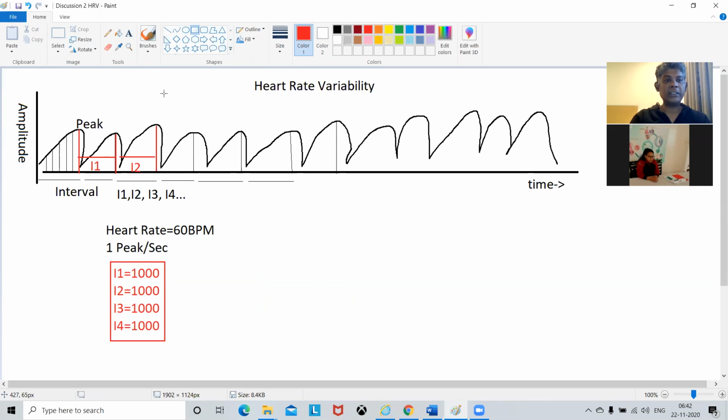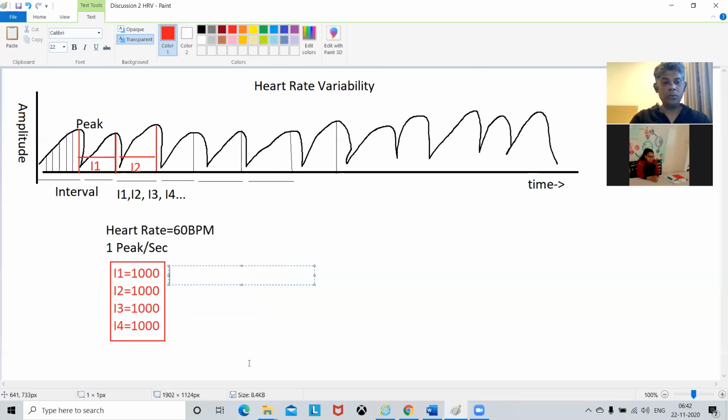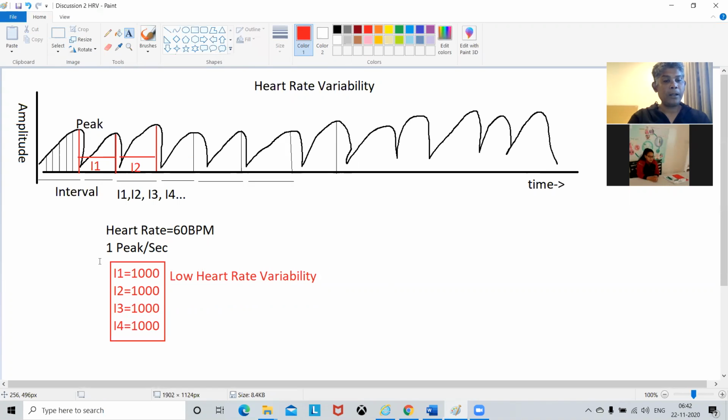We call this condition low heart rate variability, because heart rate is not changing consistently. After every 1000 milliseconds, one peak is appearing. So there is no variability in the heart rate. When there is no variability in the heart rate, we say that the autonomic nervous system is not working fine, because the body is making changes every second.